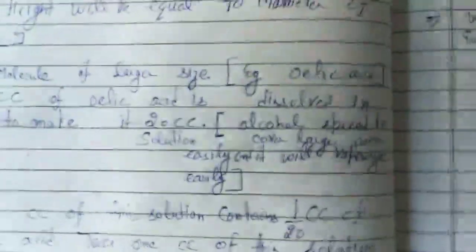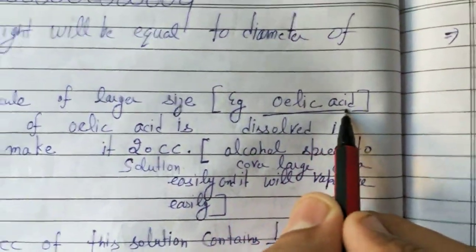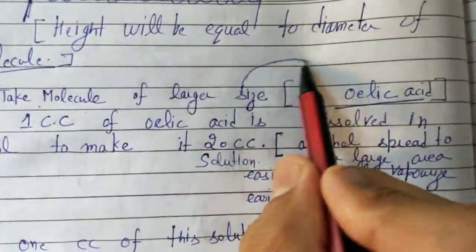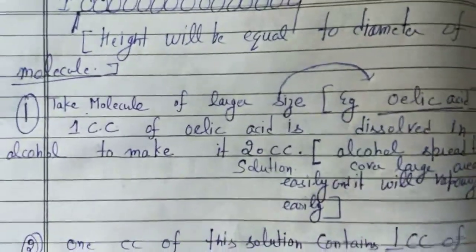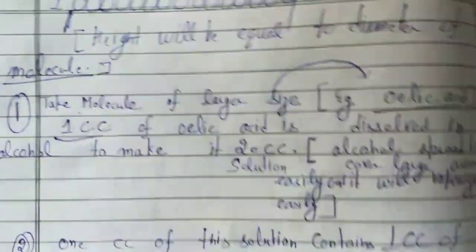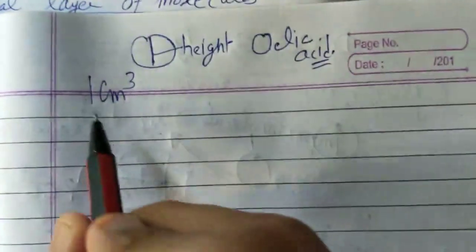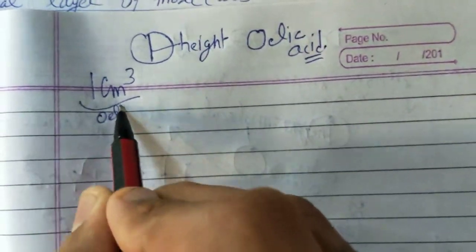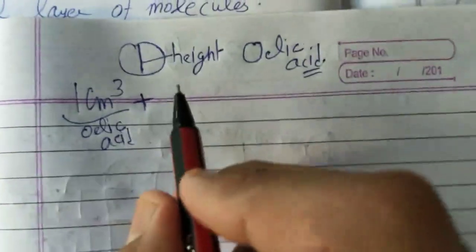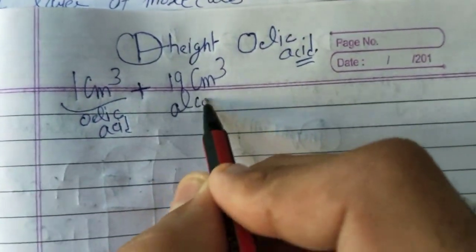What will you do? We are taking an illustration of oleic acid. You will take a larger amount of oleic acid. You will not take a single molecule. You will take some volume of oleic acid, that means you have taken 1 centimeter cube of volume. 1 centimeter cube volume of oleic acid you have taken, and you have added it in this volume of alcohol.